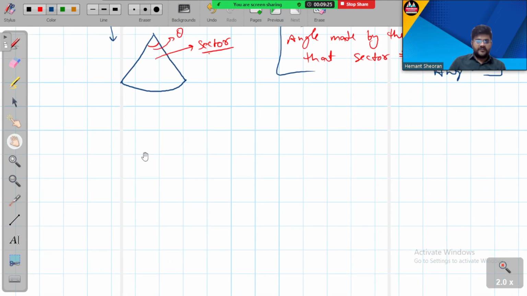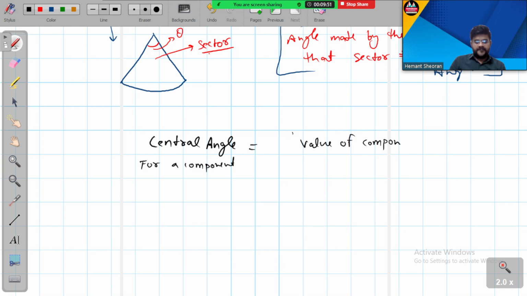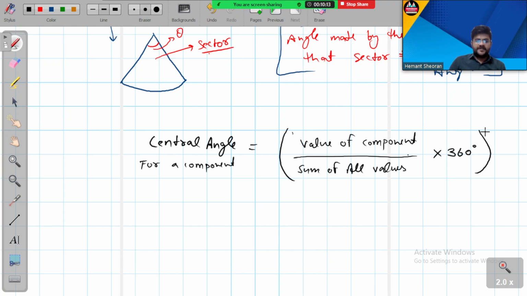So in general, the simple formula we can write is: the central angle for a component or part will be equal to the value of the component that you want to represent, divided by the sum of all the values. And as it is a part of a circle, we need to know what angle the whole circle has. We know it is 360, so we multiply it by 360 degrees. So it is a part of that 360 degree angle. This is the general formula that you can remember.